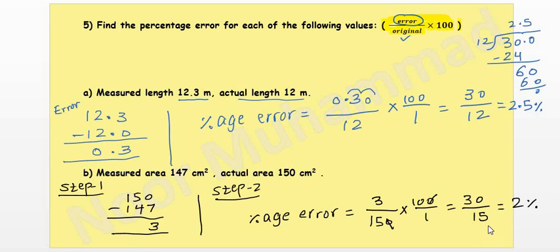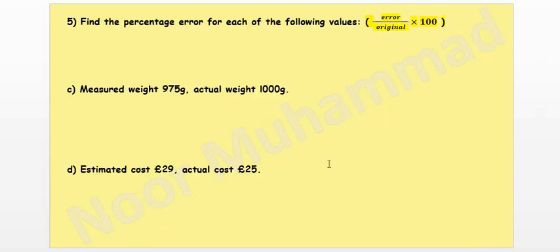So here is the answer, students. Let's solve some more questions like this. Here they said the measured weight is... find the percentage error for each of the following. This is part C. 975 is the measured weight and the actual weight was 1000, and here the estimated cost is 29, the actual cost is 25. So pause the video here, find the error in both of these, and then find the percentage error, and then play the video to check your answer.